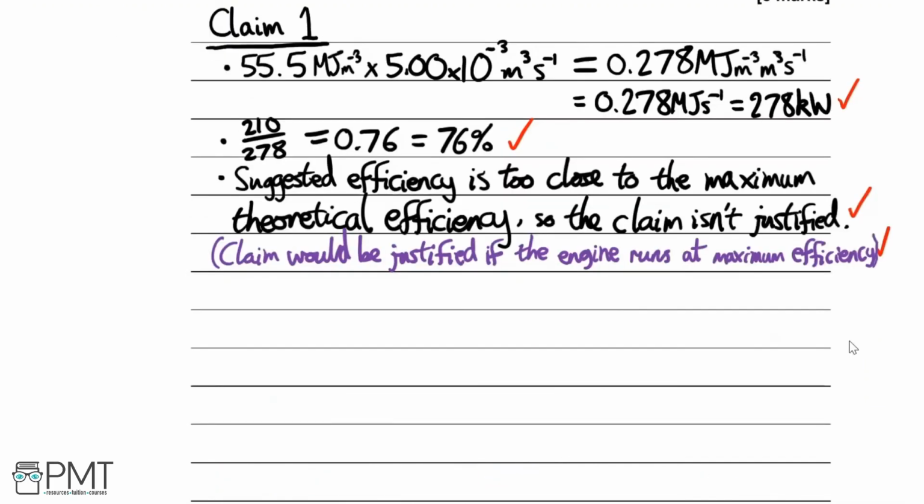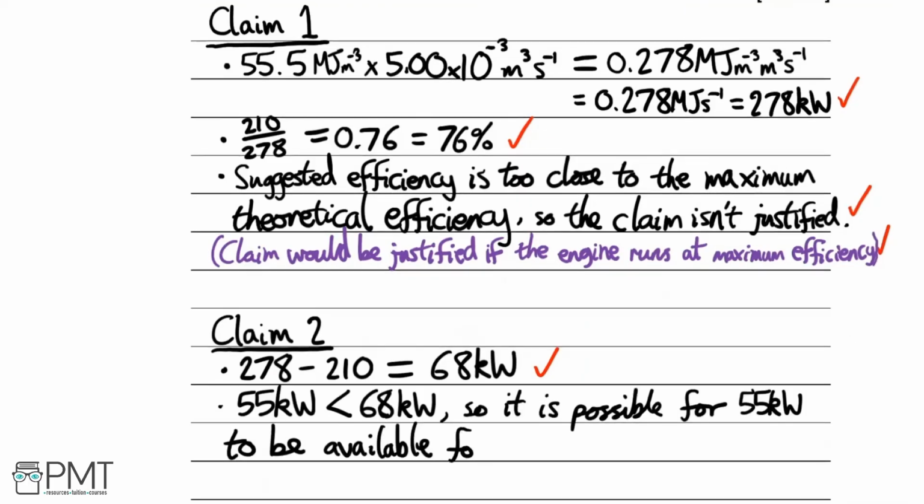Now looking at claim 2, if we look at the difference between the input power and the output power, this is going to be the amount of wasted power, 68 kilowatts. Now claim 2 is suggesting that there'll be a wasted power of 55 kilowatts, which is going to be perfectly plausible because it's within that 68 kilowatts allowance. And then that's going to be another mark.